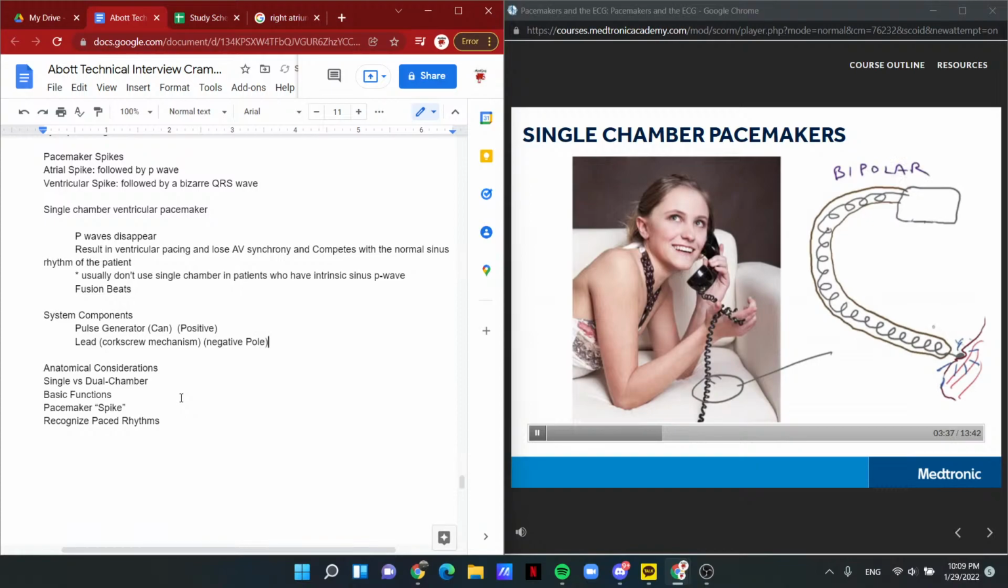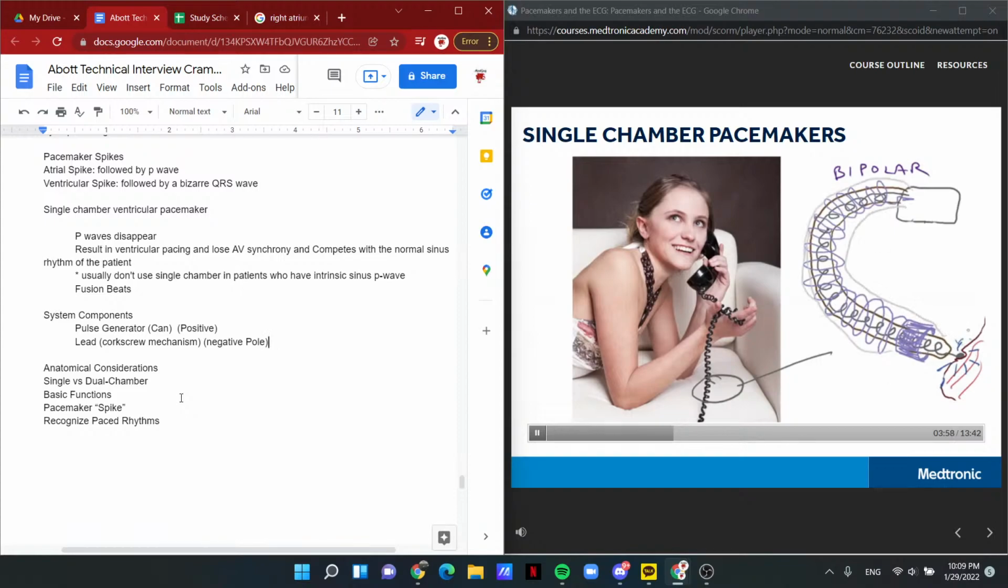The lead is a bit more complex in its construction. There's a helical conductor that runs down the length of the lead, but then around that is a second electrode that looks like a ring, and this is connected to a second conductor that's wound as a helix around the inner insulation, and then there's yet another layer of insulation that runs on the outside.